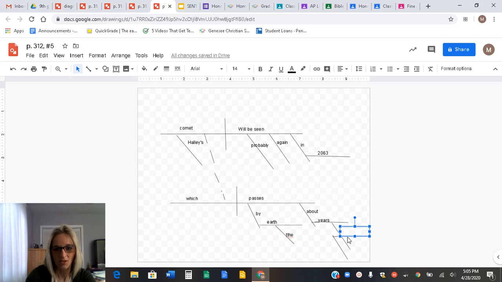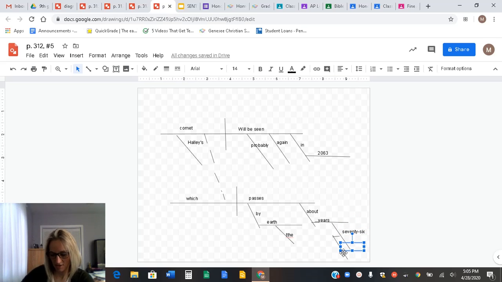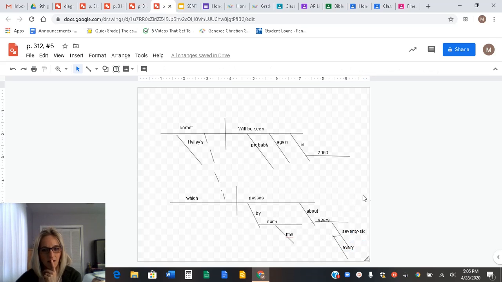What's going to go on this line? What did you put? Did you put 76? I hope so. And then on this line here is going to be the adverb every. Every 76 years. We still have one? No, we don't. I don't think we skipped anything. We got all the words on there. How did you do on that one? A little bit more complicated, but I hope you got it. So that's all we're going to do for diagramming today.